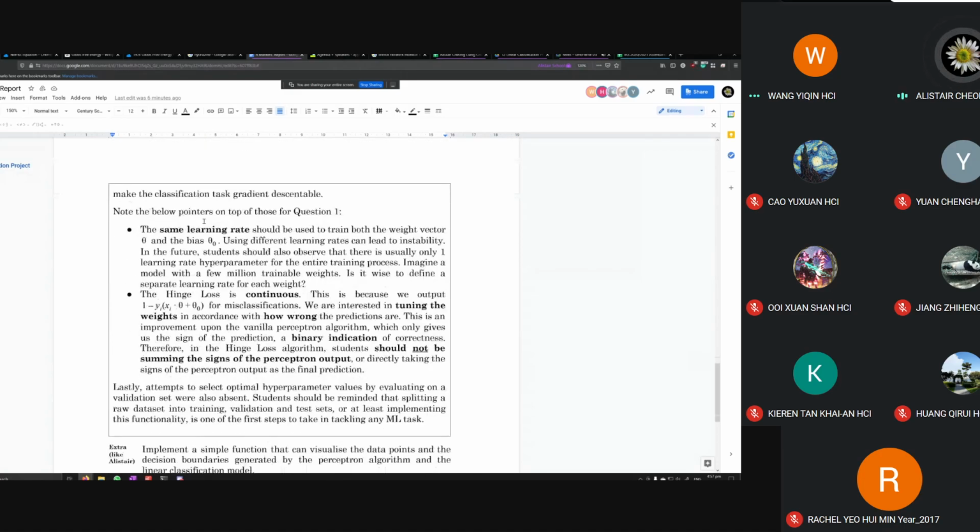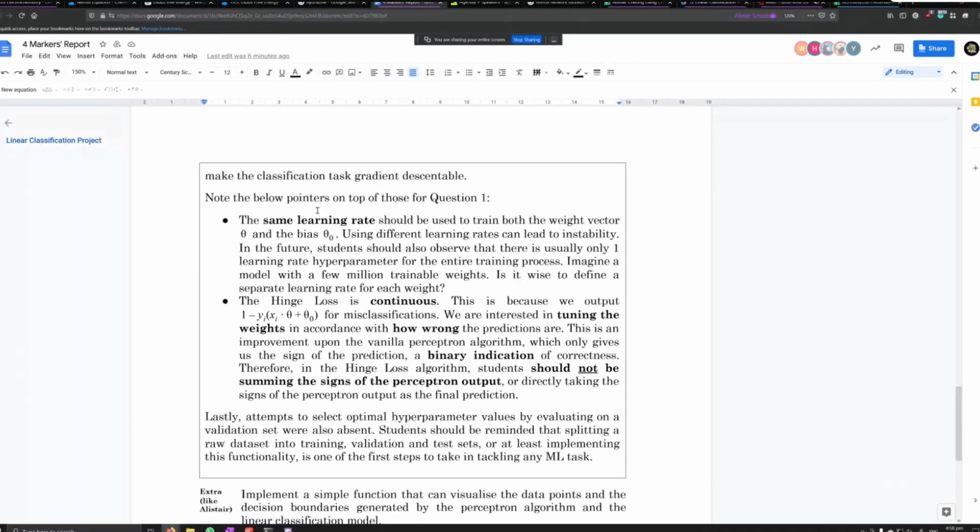But there are 2 points which we want to reiterate because these are the conceptual errors that were revealed in marking. The first thing is that some people use different learning rates for tuning theta versus theta naught. This is not good because it can lead to instability. For Marcus, from personal experience, he set the learning rate of theta naught to be 10, and sometimes his model will converge, sometimes it will just dance around 50% accuracy.